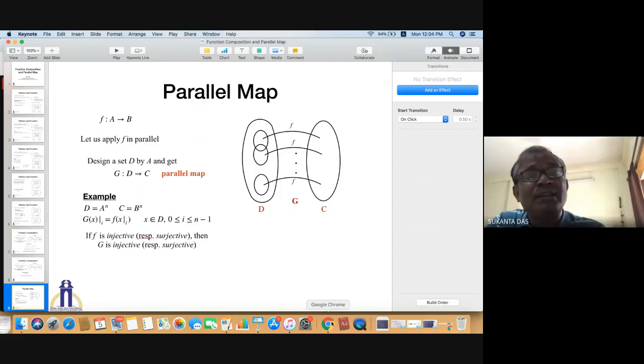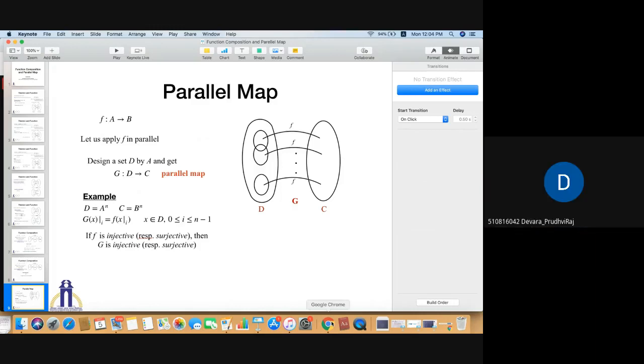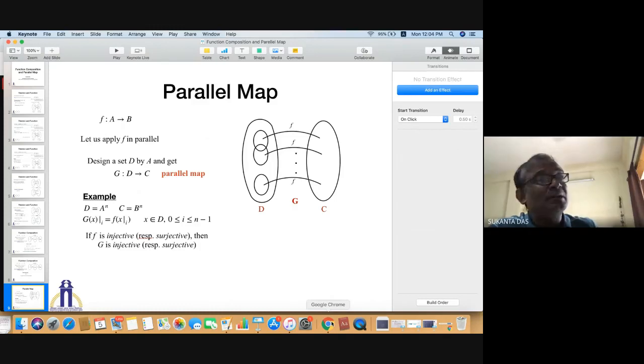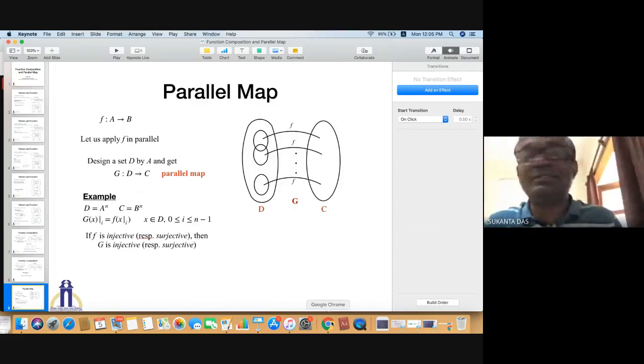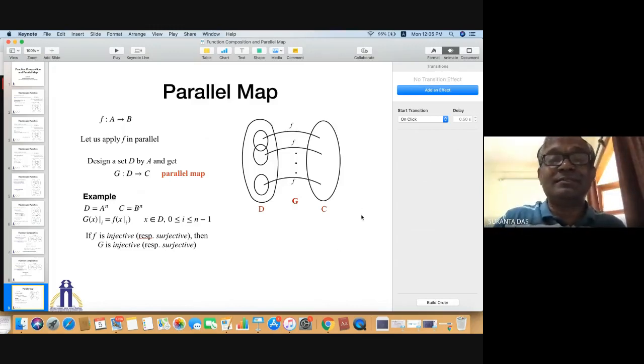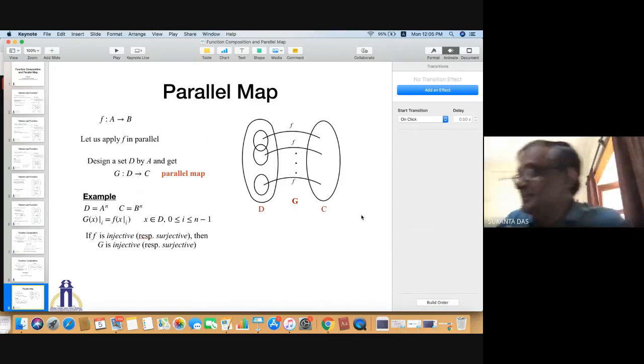Can you see, Prithviraj, this one, g of x equal to this, with subscript i? What does it mean? If it is clear, then I can tell you a few more. Should I explain it more? Okay, let me use the board now.